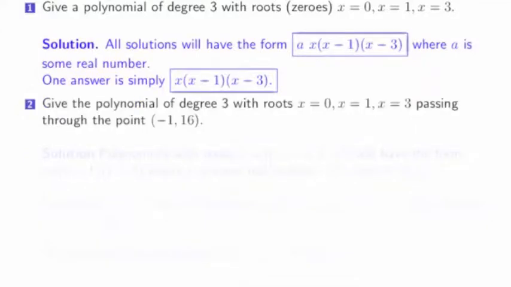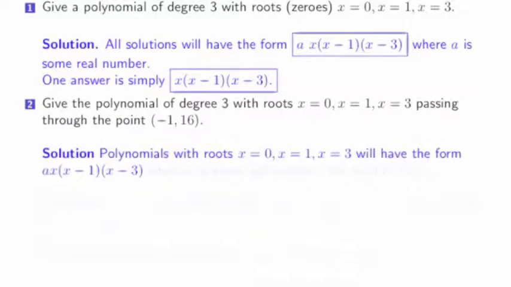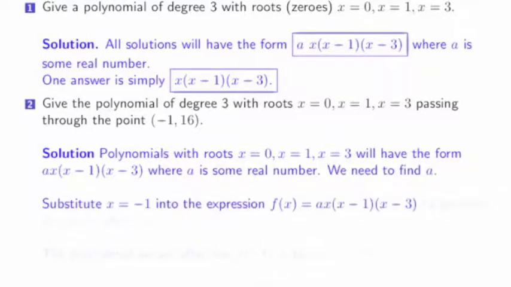Here's another problem. Give the polynomial of degree 3 with roots 0, 1, and 3 that goes through the point minus 1, 16. As we said before, polynomials with roots 0, 1, and 3 should look something like this, and if it's a degree 3 polynomial, a will be some real number. We need to find a. We're told that when we plug in minus 1, we get 16.